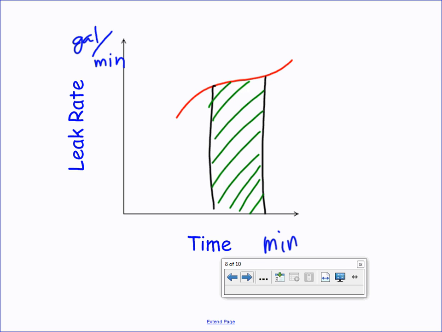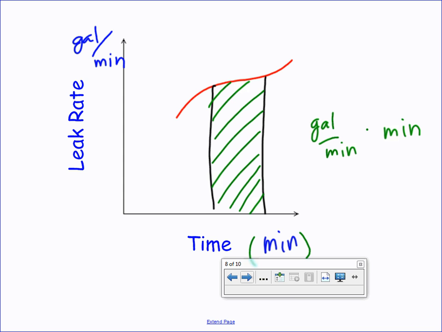Well, that would be my leak rate in gallons per minute multiplied by my time interval measured in minutes. What in words would that shaded area represent? Nikki? Yeah, the total gallons that leaked over the time interval A to B. And so a definite integral is a product. It's a product of dependent variable units times independent variable units.